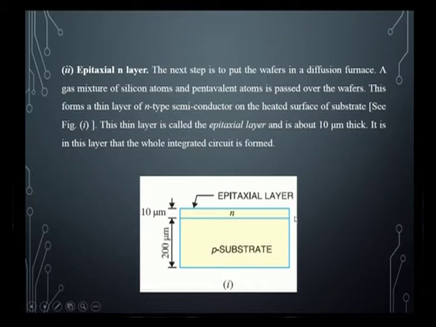The formation of the N-type semiconductor on the heated surface of the substrate is shown here. This is how the epitaxial layer is formed on the P substrate. We already know that the substrate thickness is 200 micrometer, and the epitaxial layer thickness will be 10 micrometer. It is so thin, yet the whole integrated circuit is formed here. So this is how the epitaxial layer is formed.